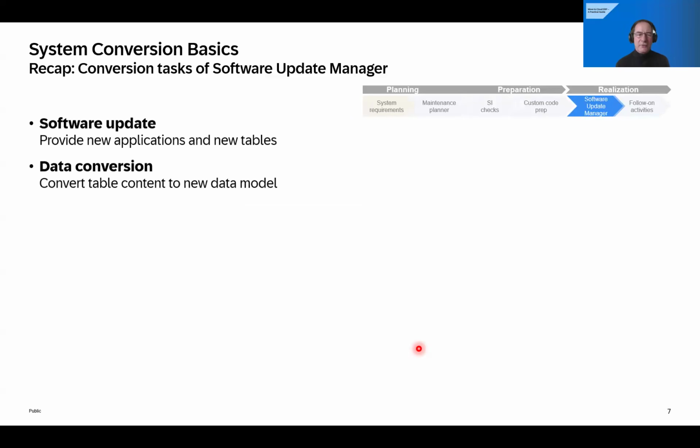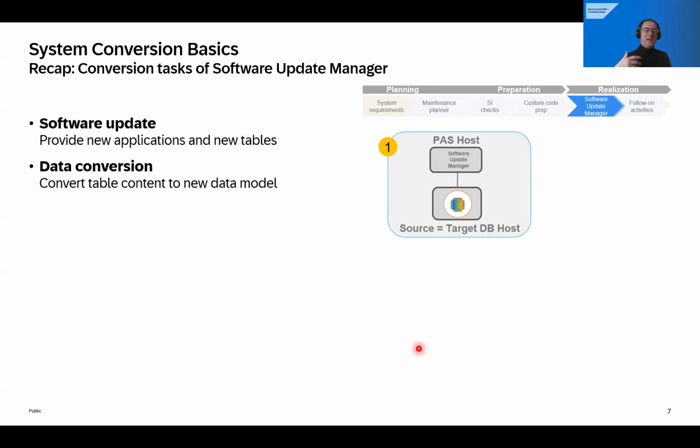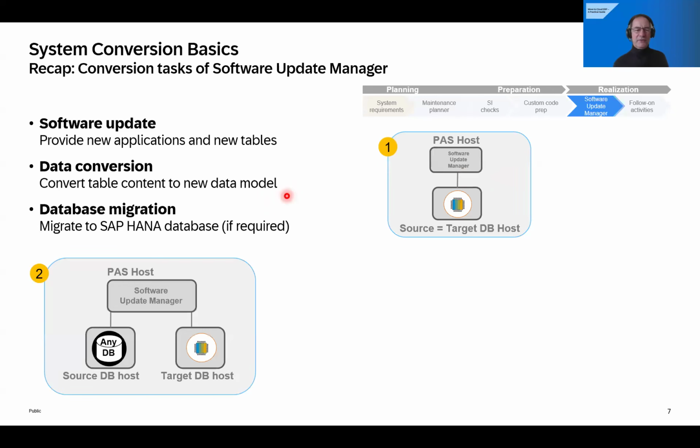And the task of the Software Update Manager, you know that part. It's updating the software, obviously, what the name says. It is partially taking over the data conversion from the old model to the new data model of SAP S/4HANA. Simple illustration is here in case the source is already SAP HANA 2.0, then we can keep this database. We do not have a database migration. We just have software update and data conversion. But of course, if the source is not yet on HANA database, then we have the third big task here. That is the database migration.